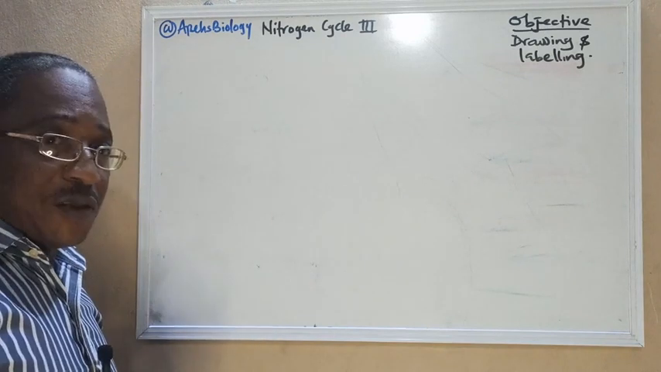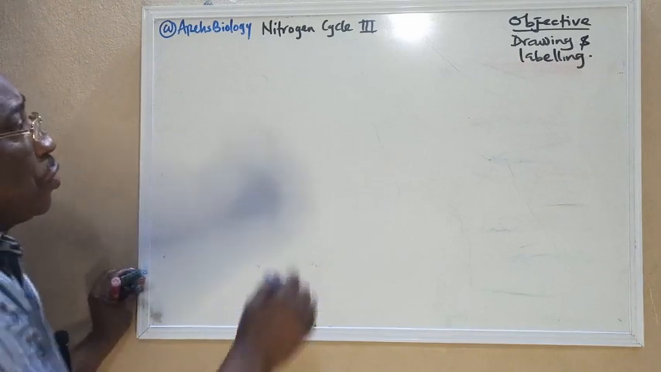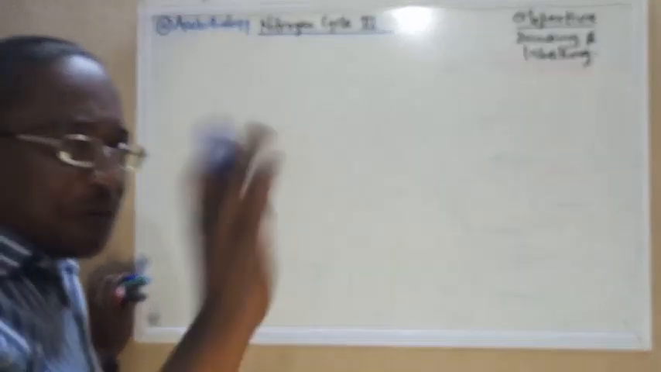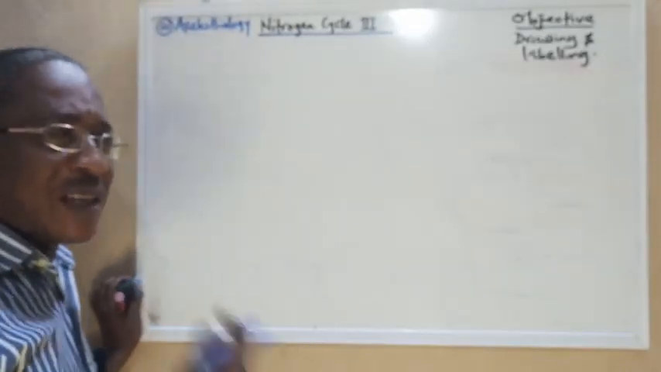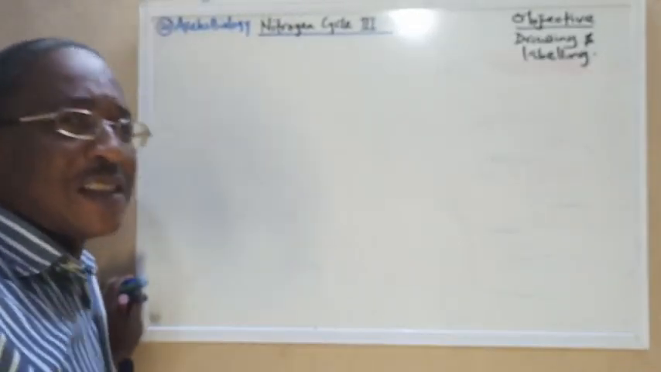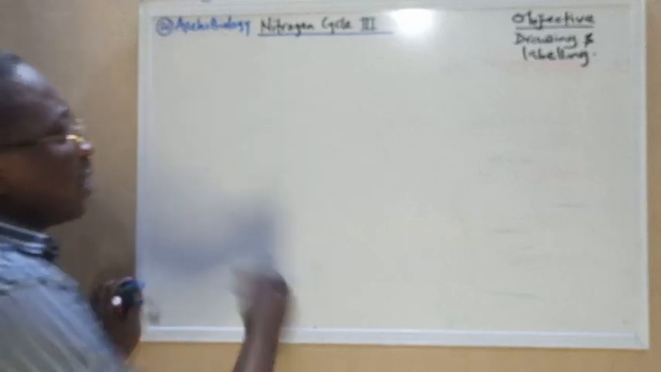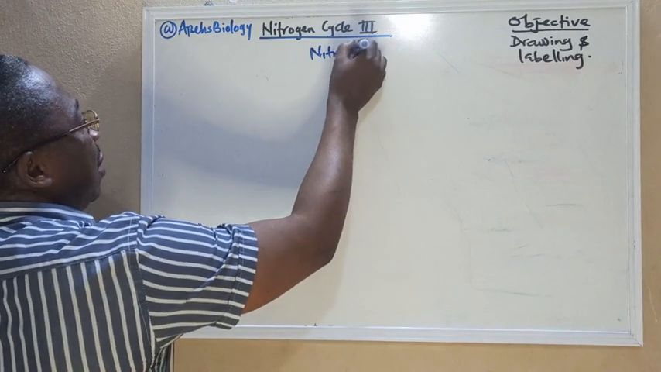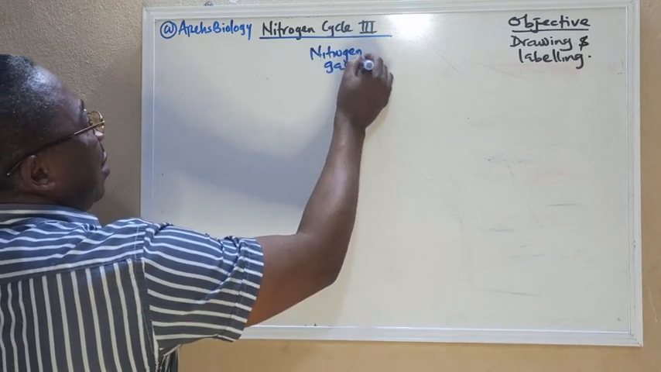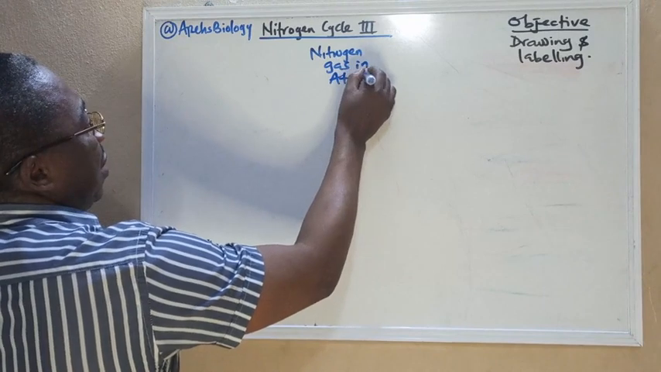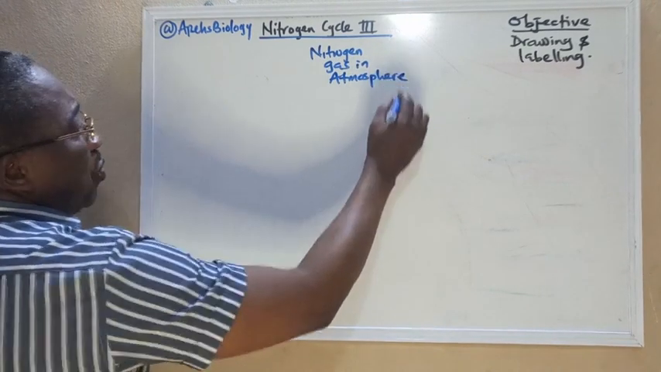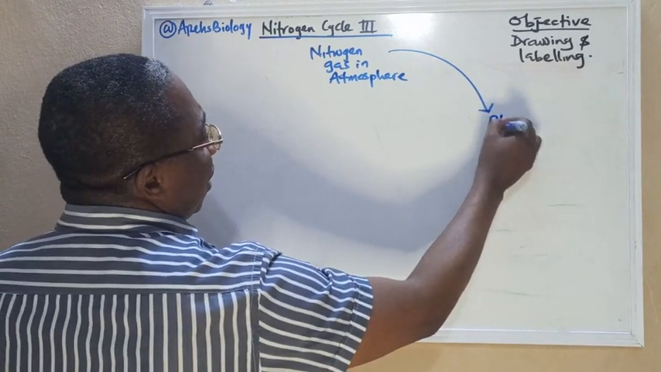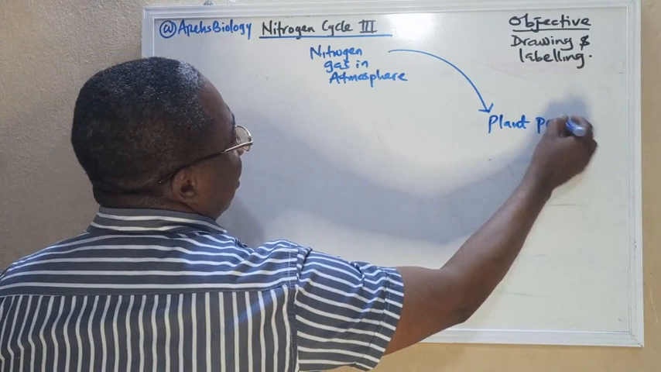We're in our series on the nitrogen cycle, and we're going to teach you how to draw and label the nitrogen cycle. There are different versions, but we have this simple one that you might find interesting to use, okay? And that cycle goes like this. We start with what is called nitrogen gas in the atmosphere, right? The nitrogen gas in the atmosphere will be converted to what is called plant protein, right?